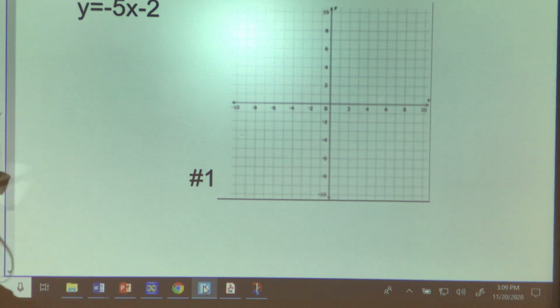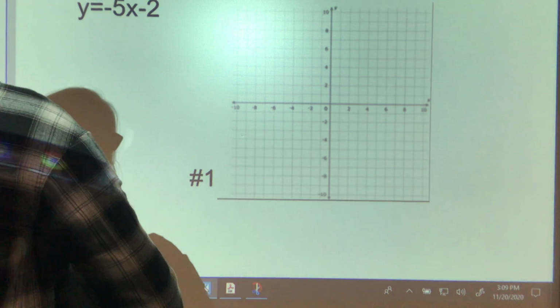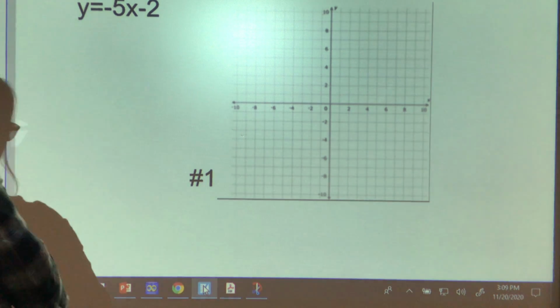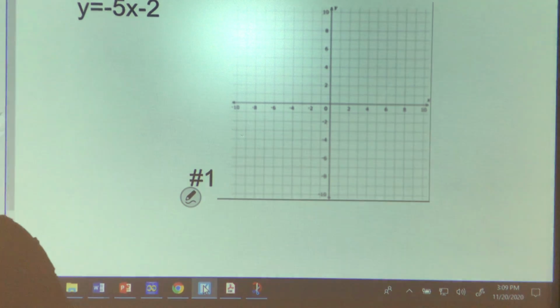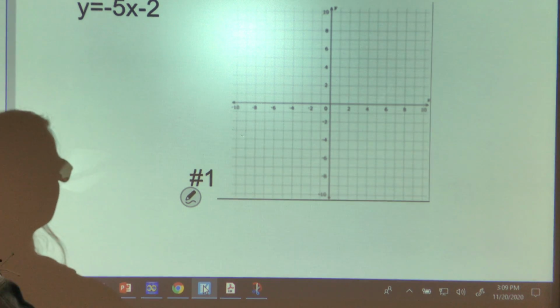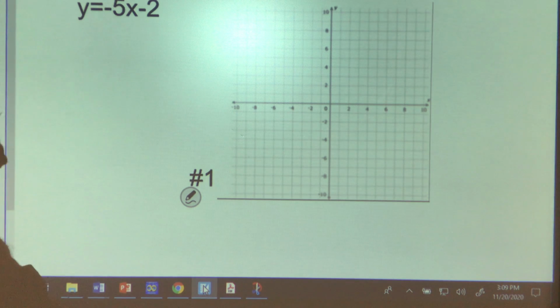This is exactly what your quiz is going to look like, just different numbers and not as many. Okay, so if you can do these, then you should be just fine for your quiz. So the first type of problem looks like this. They give you an equation and they want you to graph it. For you guys, since they're multiple choice, you have to pick the correct graph.